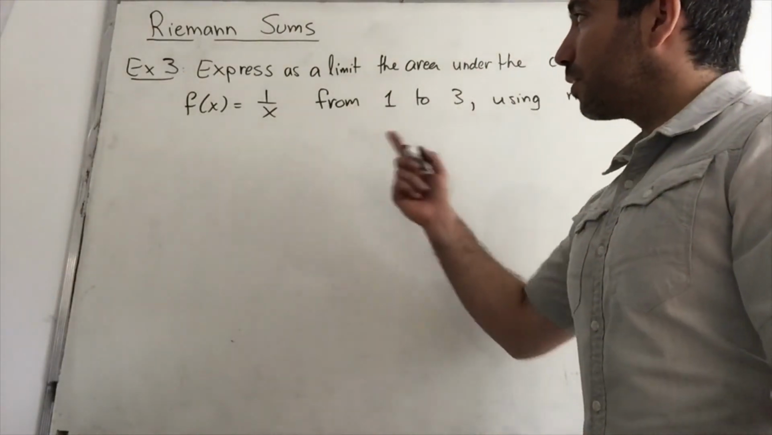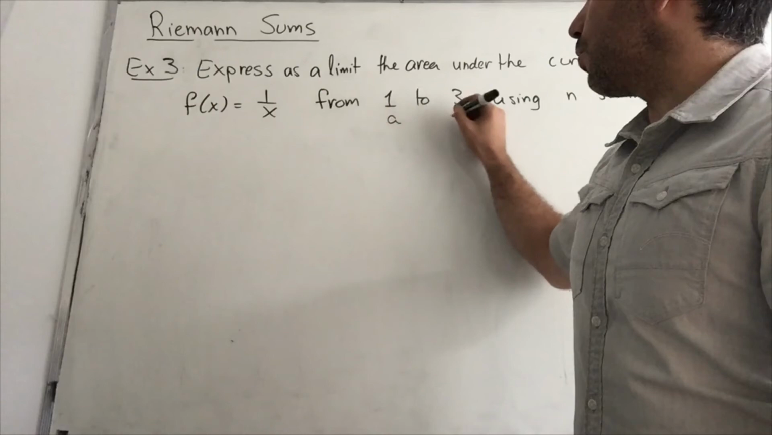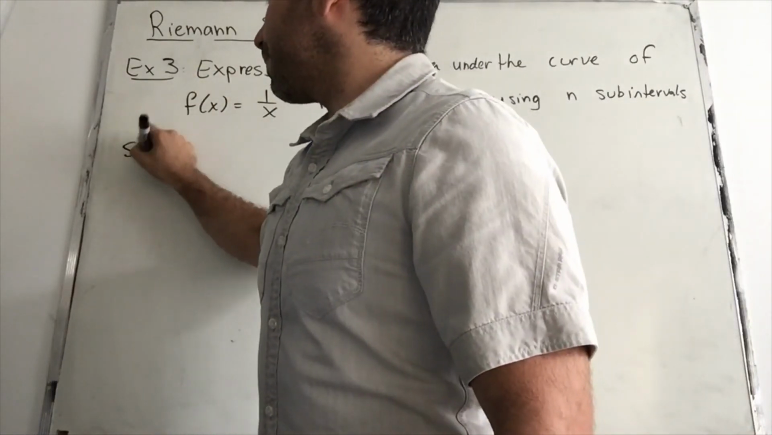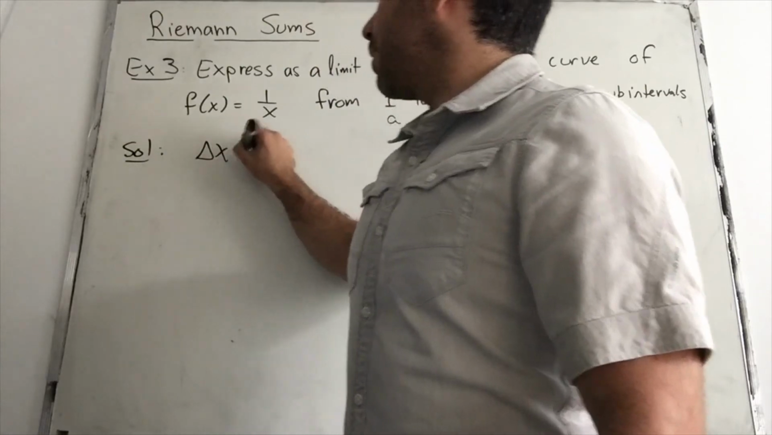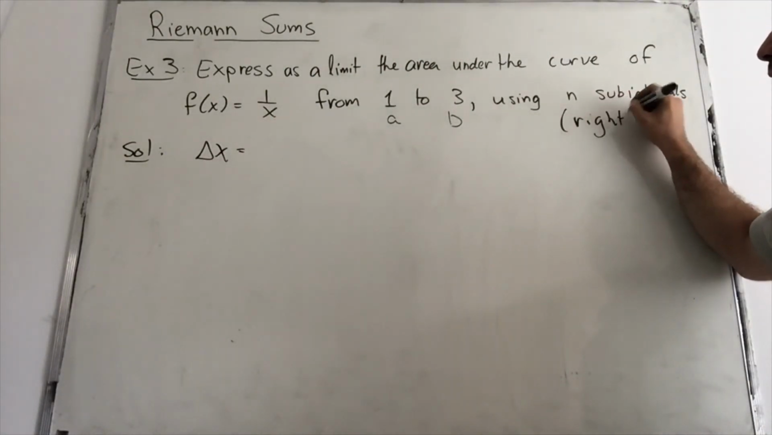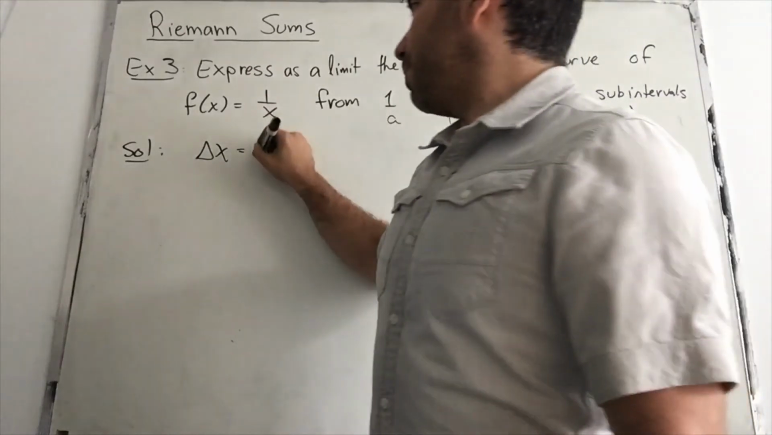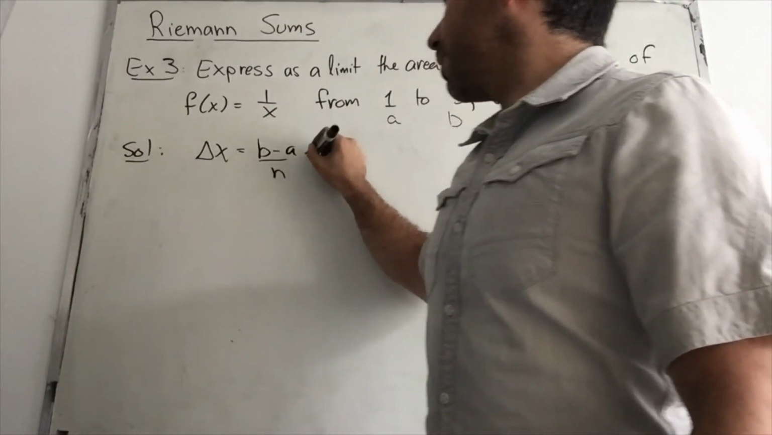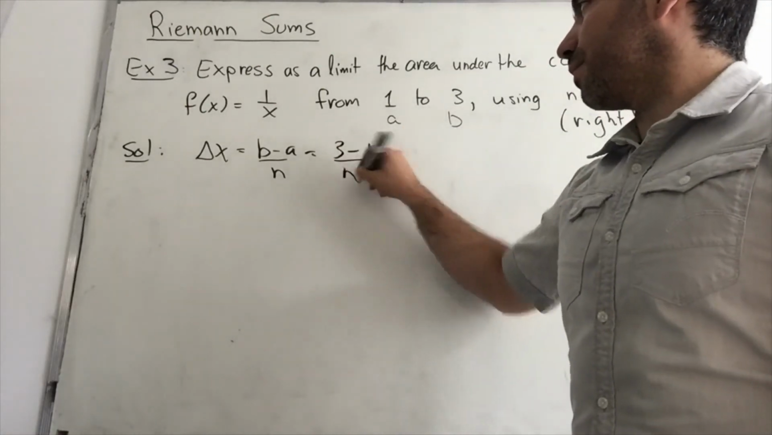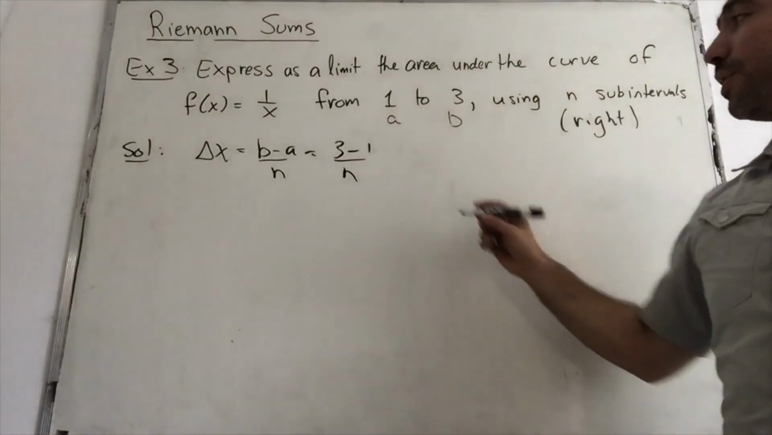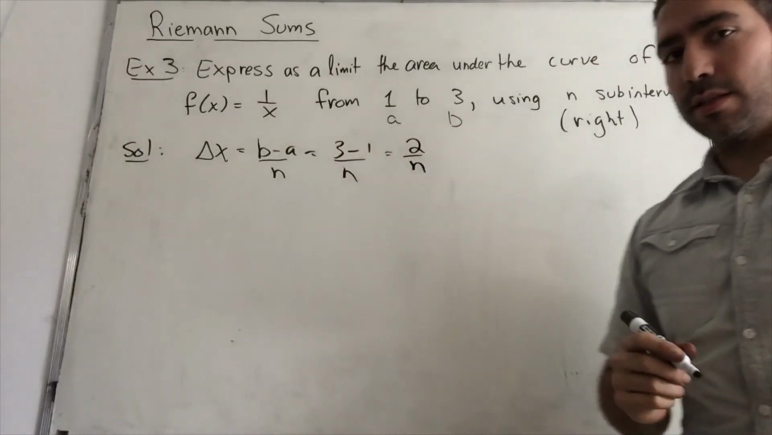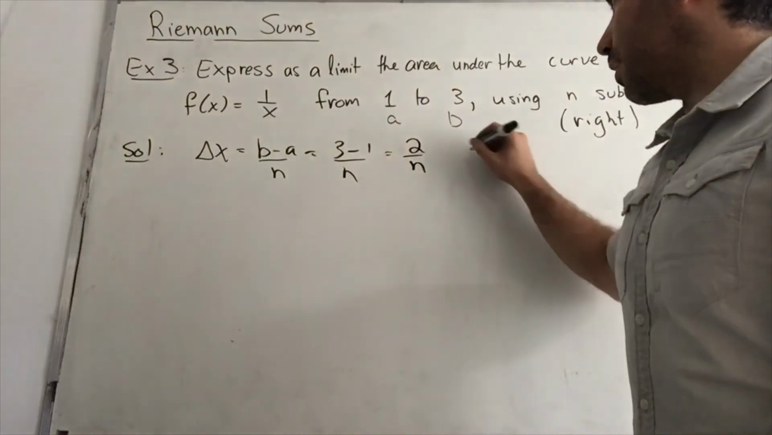So to find the area, first of all, a is 1, b is 3. Let's start off by finding our delta x. And when it doesn't state it, I'm going to assume it's right endpoints. Okay, so delta x equals b minus a over n. This is our formula. b is 3, a is 1, n is n because they don't tell us, we're using n subintervals. So this gives us 2 over n. That's our delta x.